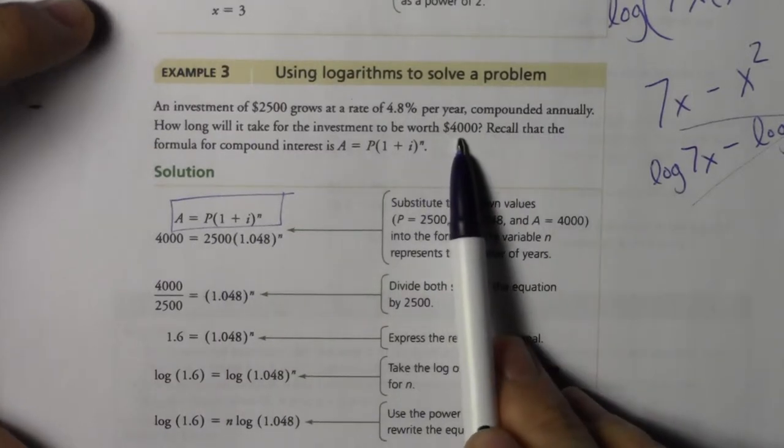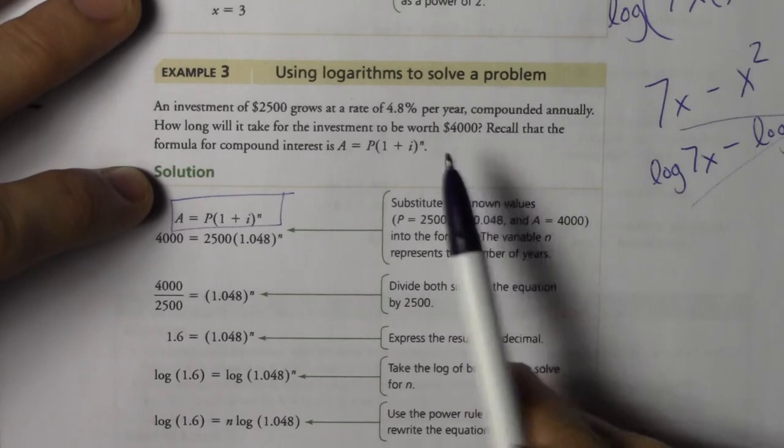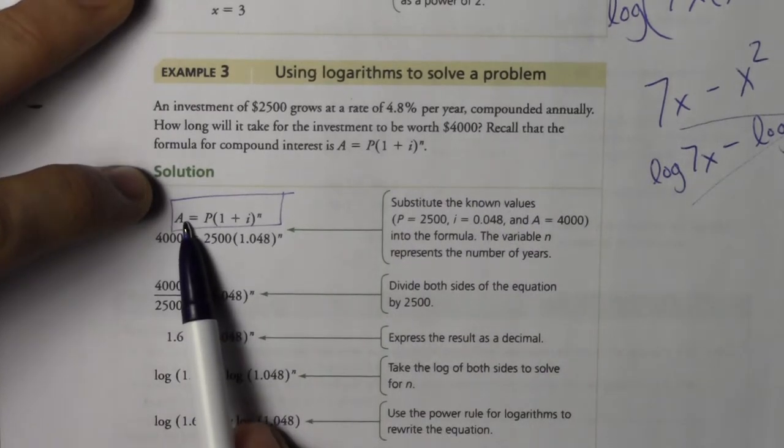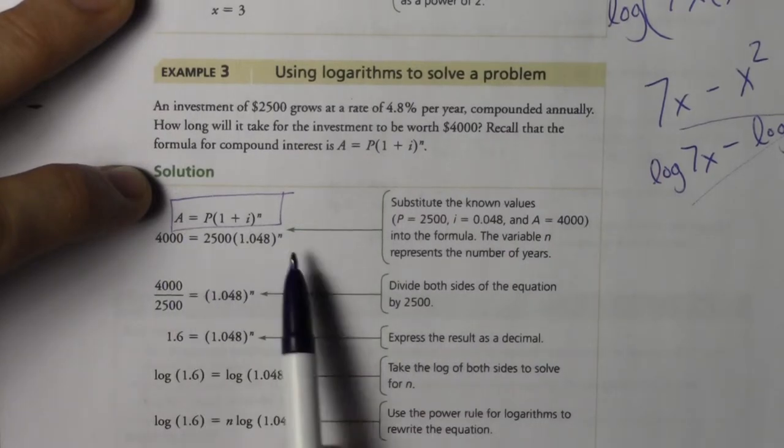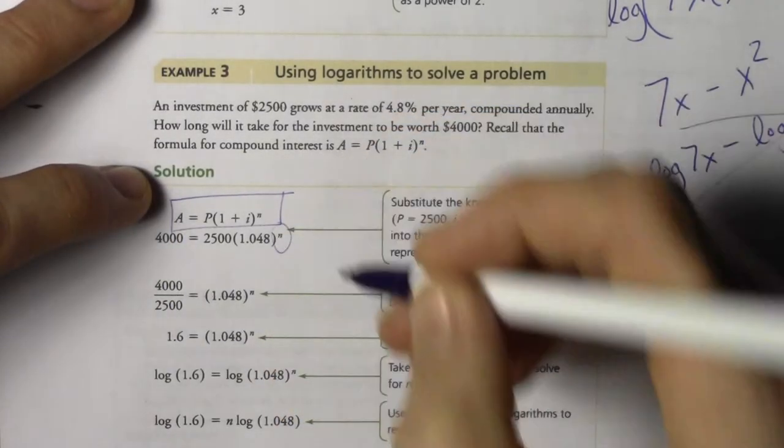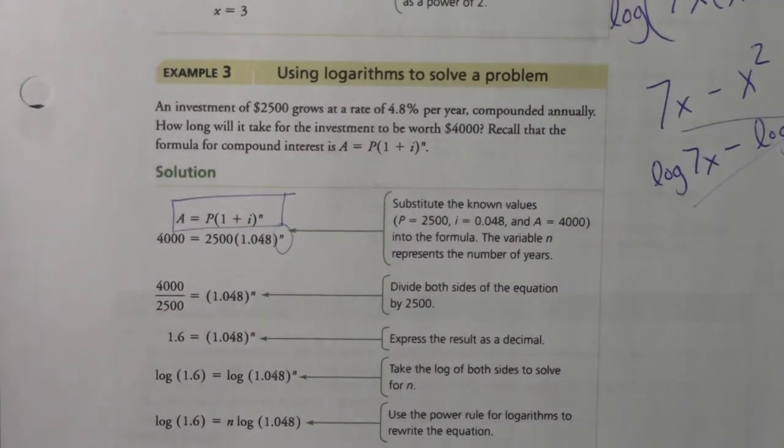Okay, and then it's asking when will it be worth 4,000? Well, that's the future value, and that goes in for A as the amount. Okay, this is a review from grade 11. Okay, so we plug all those values in and we find out that the unknown is actually in the exponent.